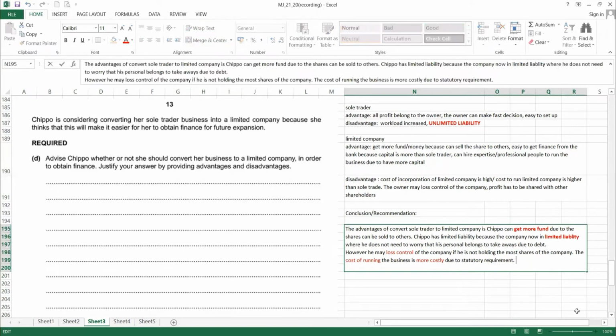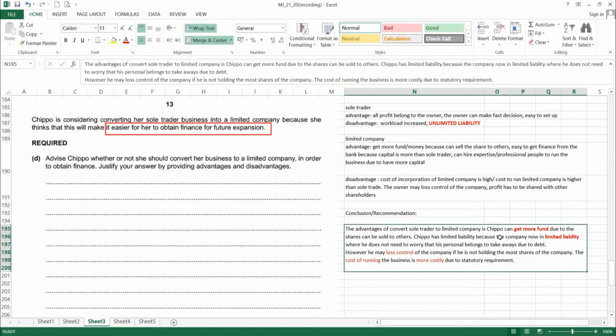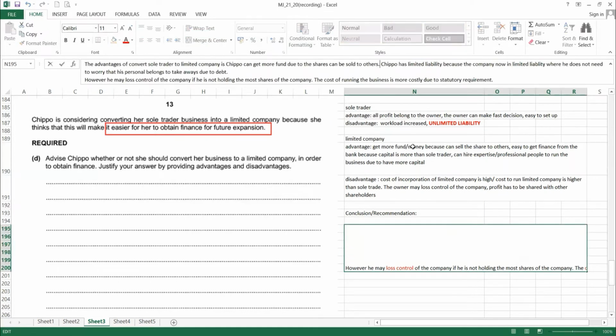Make a conclusion. Okay, since the question's second sentence mentioned the purpose she wants to convert is that it's easier for her to obtain finance for future expansion, this point of getting more funds is very helpful already. So you add one more sentence into the advantage.